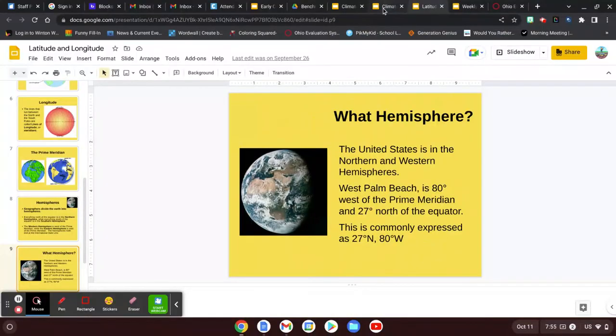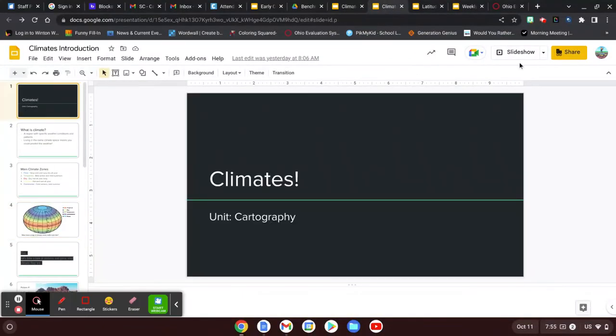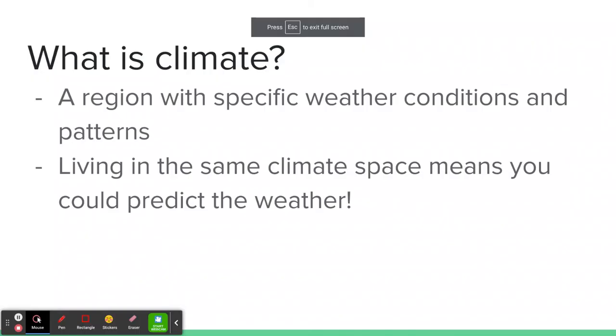Here we go. So with that, we're going to talk today about climate, specifically climate, okay? So it's important to remember that climate is more than just the weather. It is a region with specific weather conditions and patterns. You can live in the same climate space, meaning you could predict what the weather would be like during that time. It would just be whatever that specific condition would be in those regions or in those areas. For example, we live in the Midwest, so everywhere in the Midwest has the same type of weather predictions. We could all predict what similar weather patterns would be. Whereas if you went up to the North Pole, those weather patterns would all be very similar as well.